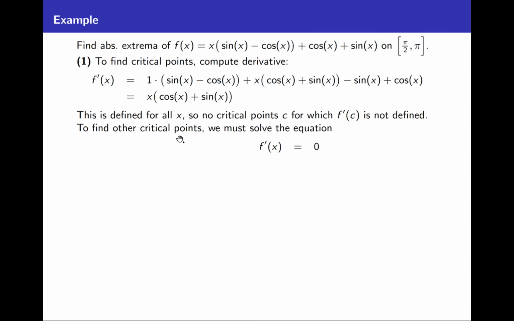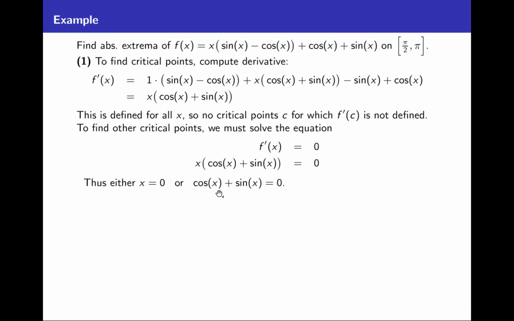To find those other critical points, we've got to solve this equation, f prime of x equals 0. Here's our f prime of x worked out, set equal to 0. Now, it's in factored form. You have an x times this other expression, and in order for this whole thing to equal 0, either the x has to be 0 or the cosine x plus sine x has to be 0. And right away, that gives us a solution to the equation. x equals 0. That's a solution. It makes this derivative equal to 0.